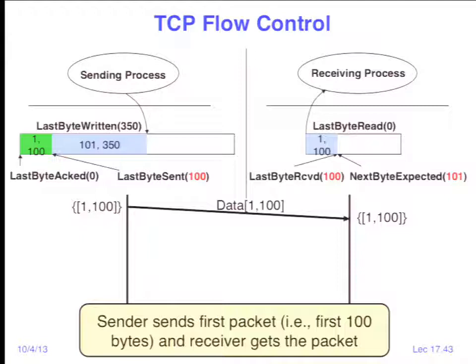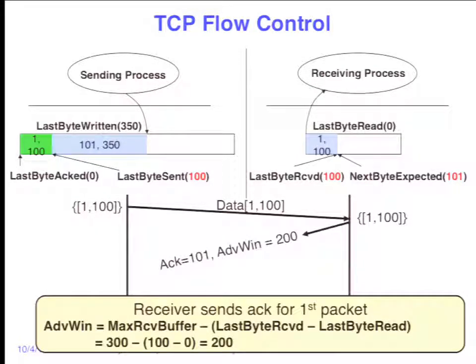Now it gets received here. Our last byte received becomes 100, because we got that in order. Our next byte expected is 101. So now we send back an acknowledgement. The acknowledgement is 101, because we expect to get byte 101 next. And our advertised window is now decremented, because we've got 100 bytes filling our 300 byte buffer. So it's now going to be 200 bytes more that can be sent.